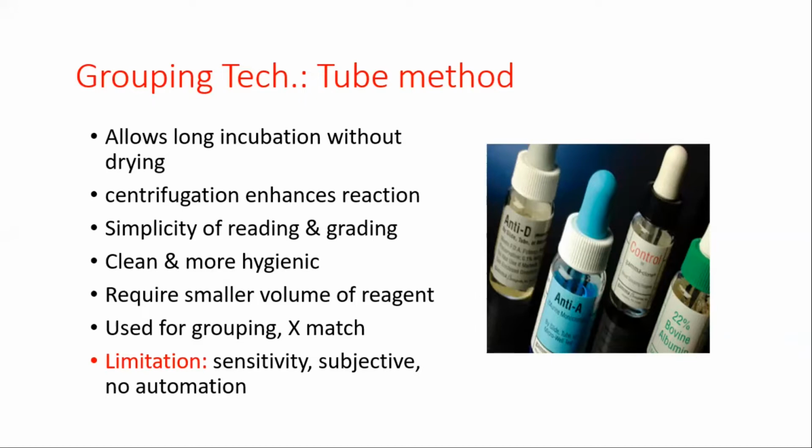And the important point is that it cannot be done in automation. When we collect 100 units in a day from the donors, for donor grouping, or in a busy hospital getting many samples at a time from OTs to do the cross match, automation is not possible using the test tube technique. So there is a limitation of this test tube method.